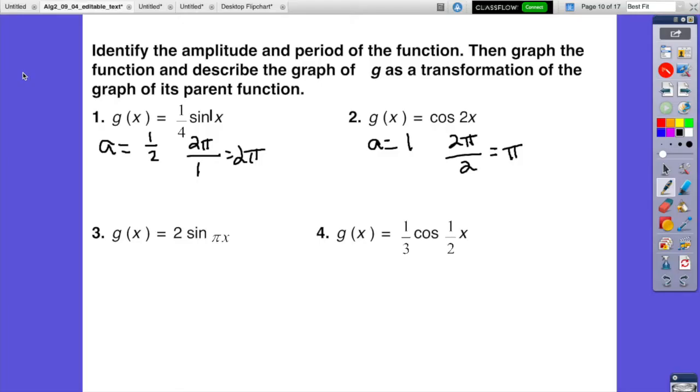Okay, monitoring progress 3. The amplitude is easy again. That's 2. That means the highest point is going to be 2, and the lowest point will be -2. And then let's do the period, which is going to be 2 pi over b. And b, it seems a little tricky. It is a number right there. It's going to be pi. So that means it is going to be 2. All right, let's graph it.